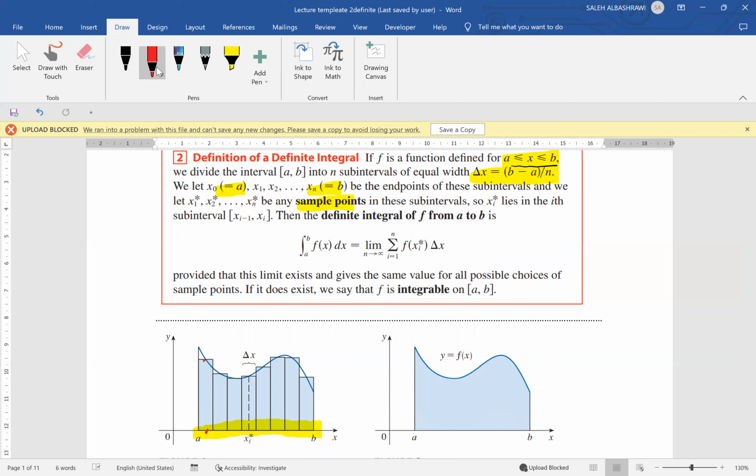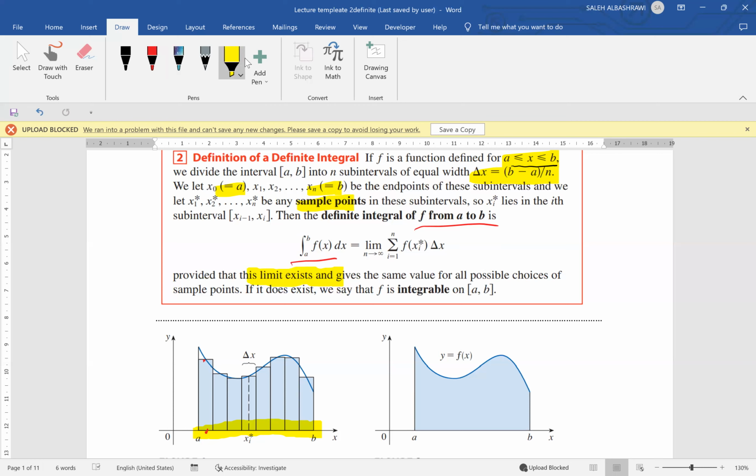Then the definite integral of f from a to b is given by this symbol, which is the integral symbol, from a to b, f of x dx, equal to the limit as n goes to infinity of the sum of f of xi star multiplied by delta x. But one condition: the limit must exist. If the limit of the right-hand side exists, then the integral of the function equals the limit as n goes to infinity of the summation.